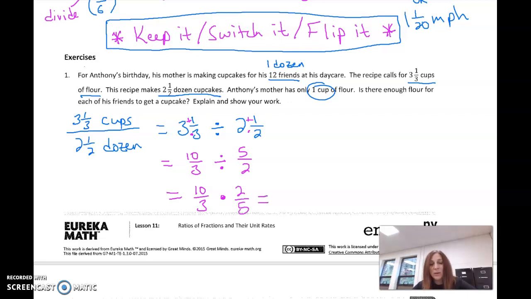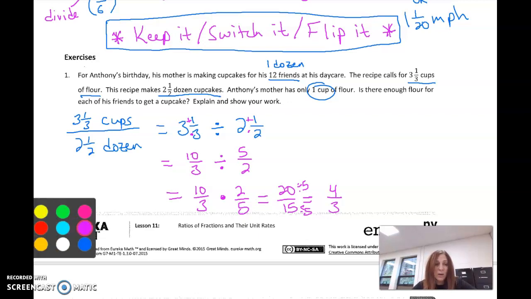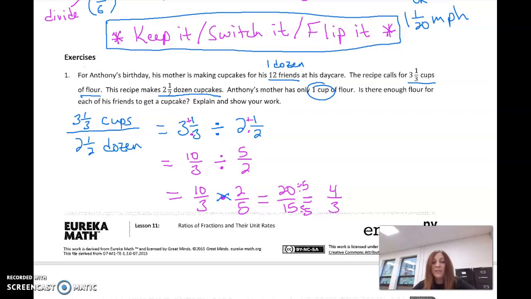Now again, you could multiply straight across and get 20/15, which we know we can divide both of these by 5. And that becomes 4/3. Or, so you guys can see here, 3 and 2 only have a common factor of 1. 10 and 5 have a common factor of 5. 5 goes into itself 1 time, 5 goes into 10 2 times. 2 times 2 is 4. 3 times 1 is 3. So we get 4/3, or 1 1/3 cups per dozen.